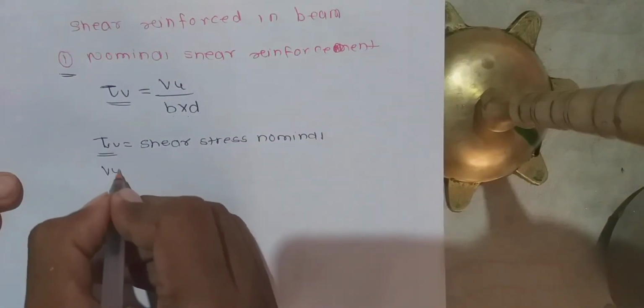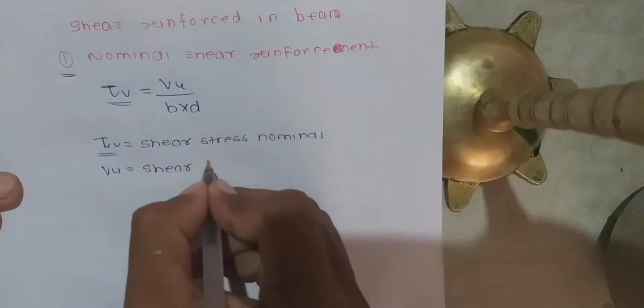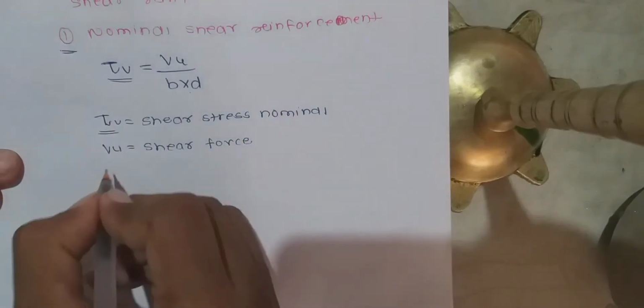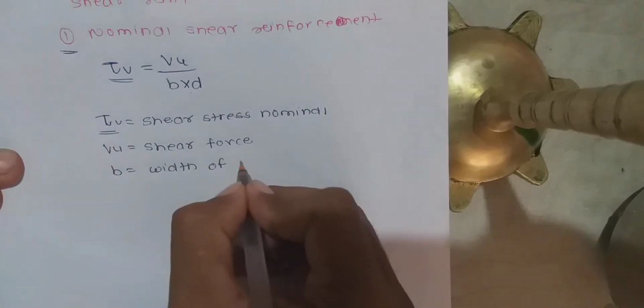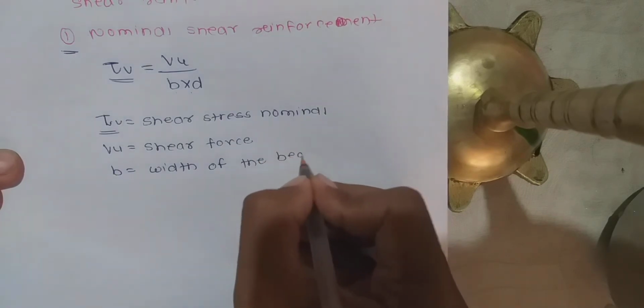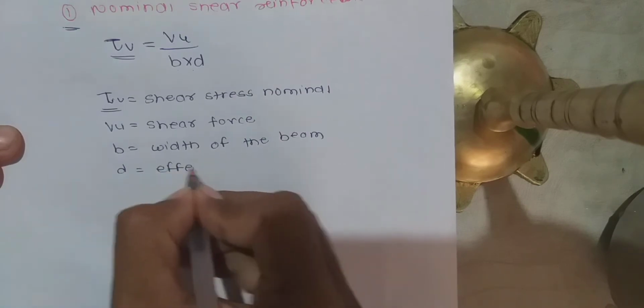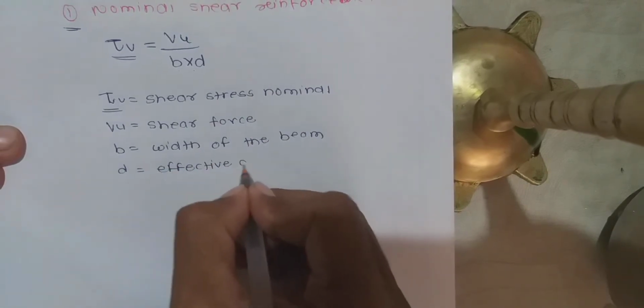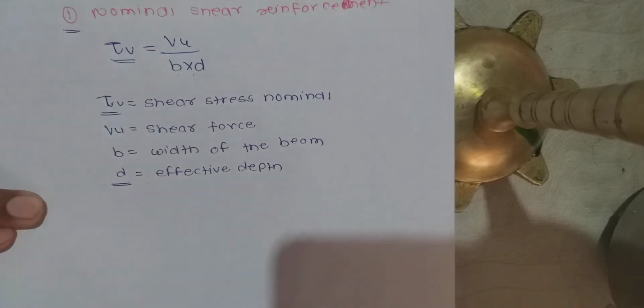So here is Vu. Vu is the shear force. b is the width of the beam. Here d is the effective depth, not the overall depth. Small d we denote for effective depth and capital D for overall depth.